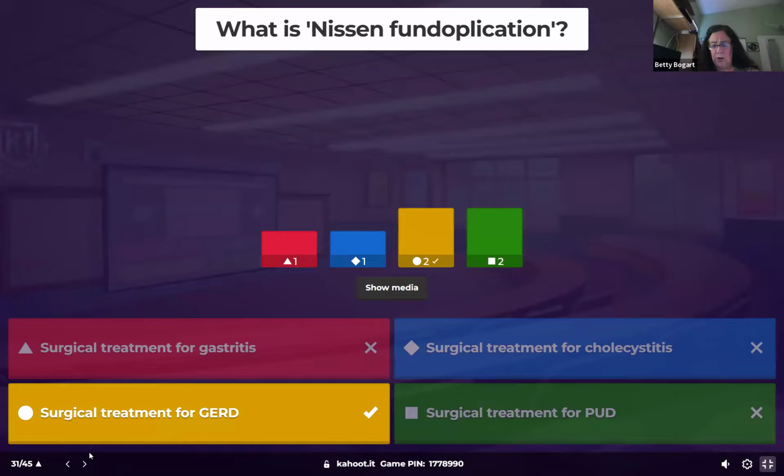We use it for GERD. We also use it when we put in gastrostomy tubes because we're giving a big bolus of fluid and we don't want it to come up. So it's usually a gastrostomy tube with a fundoplication 99% of the time.